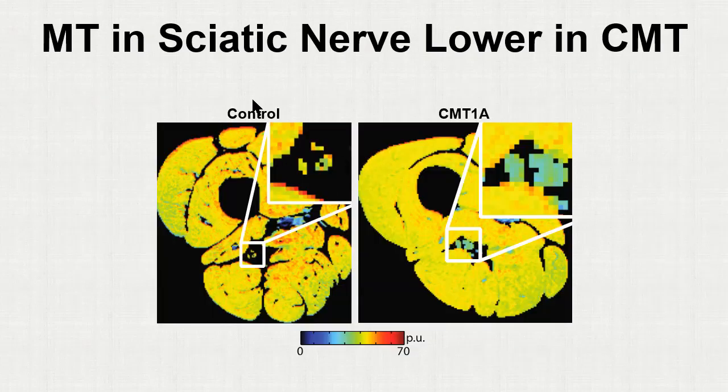So, magnetization transfer in the sciatic nerve and lower limb in CMT. This is a control. You can see here the sciatic nerve, in the upper leg above the knee. We can see two things: a bigger sciatic nerve in this case of Charcot-Marie-Tooth disease, but also a reduced ratio in the nerve there.